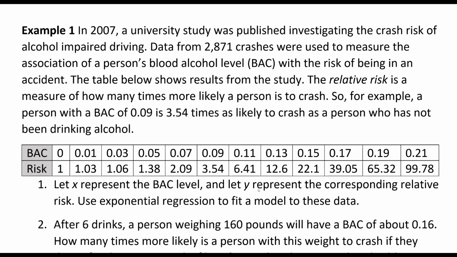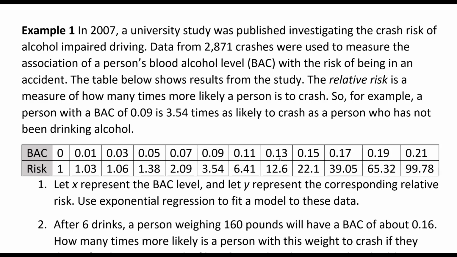So in 2007, a university study was published investigating the crash risk of alcohol-impaired driving. Data from 2,871 crashes were used to measure the association of a person's blood alcohol level and the risk of being in an accident. The table below shows the results of the study. Relative risk is a measure of how many times more likely a person is to crash. So, for example, a person with blood alcohol content of 0.09 is 3.54 times as likely to crash as a person who has not been drinking at all.